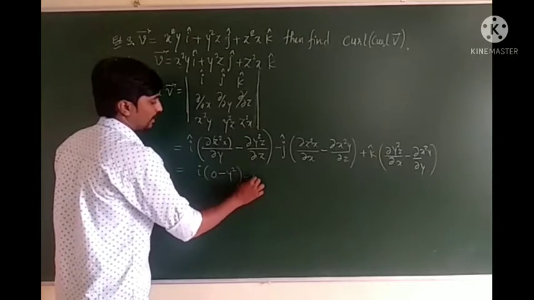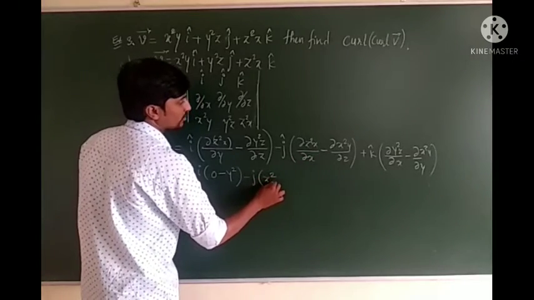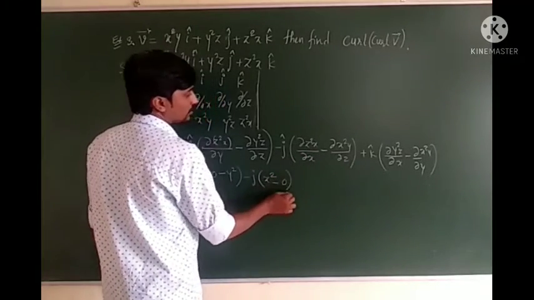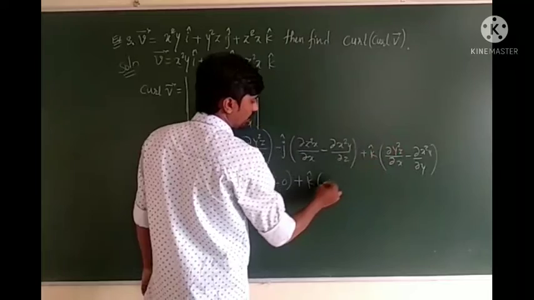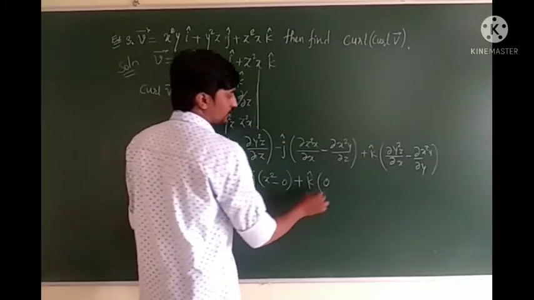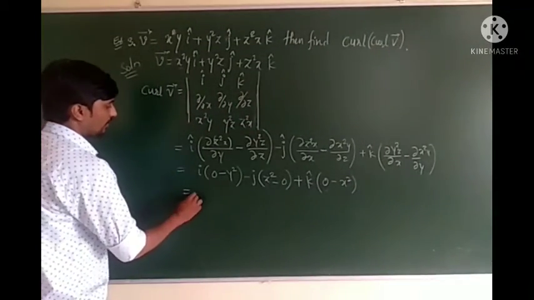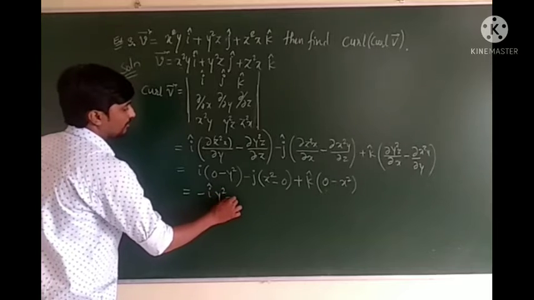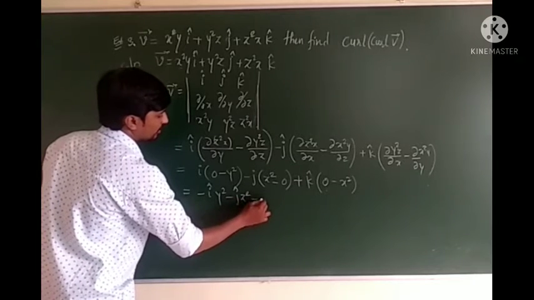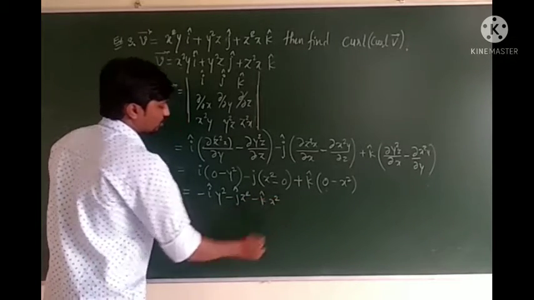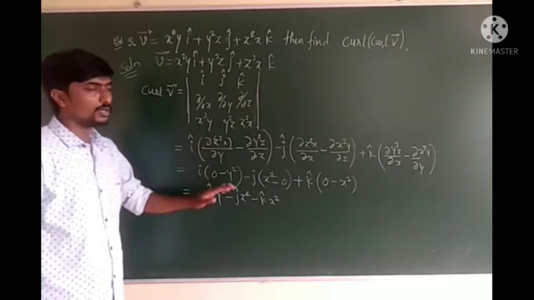So y square, minus j into bracket, here only z square remains, and minus 0. Next plus k cap into bracket: here we have ∂x, and there is no x quantity, so this becomes 0. Then we have minus x square. So the value is minus i cap y square, minus j cap z square, minus k cap x square. This is the curl of v.